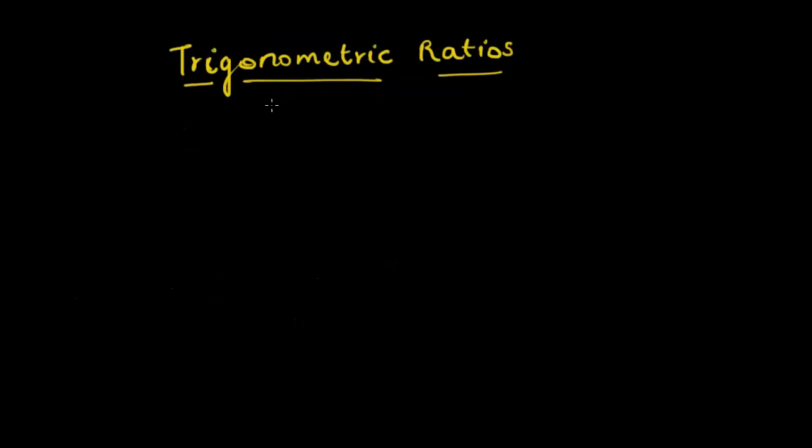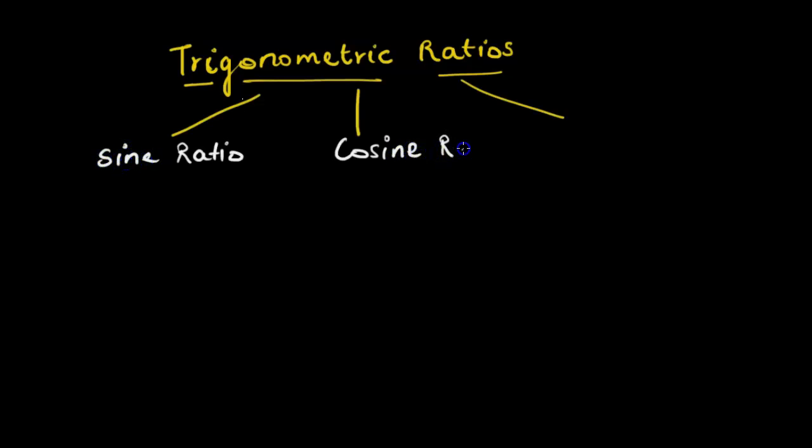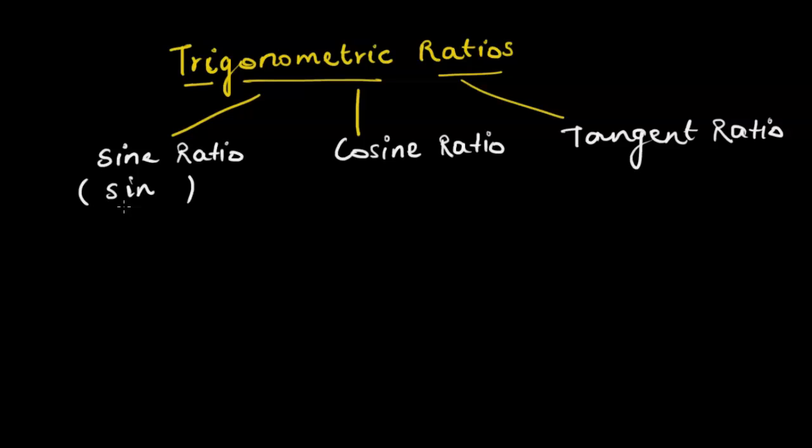There are three types of trigonometric ratios that are going to be used for right angle trigonometry problems. The first is called the sine ratio, the second is called the cosine ratio, and the third is called the tangent ratio. Short form representations of these ratios are: sine is represented with sin, cosine is represented as cos, and tangent is represented as tan.